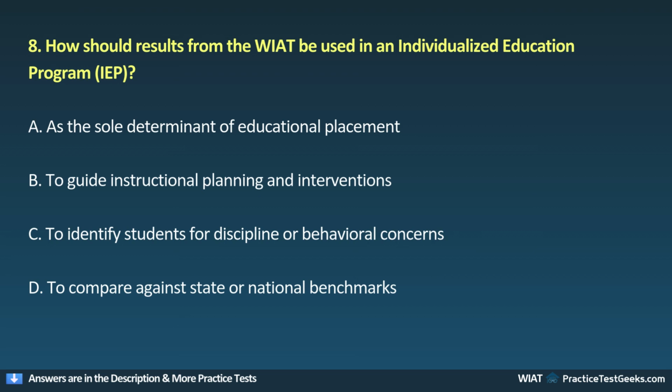8. How should results from the WIAT be used in an individualized education program, IEP? A. As the sole determinant of educational placement. B. To guide instructional planning and interventions. C. To identify students for discipline or behavioral concerns. D. To compare against state or national benchmarks.